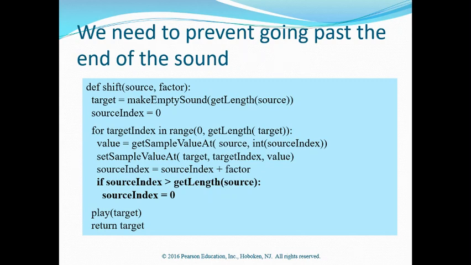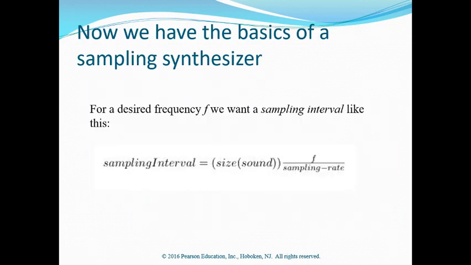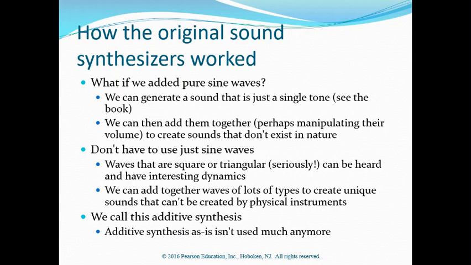We need to prevent going past the end of the sound. So what they do here instead is that if the source index is greater than the actual length, so if we're going to go out of bounds, just set the source index back to 0 to prevent that issue. Now we have the basics for a sampling synthesizer. For a desired frequency f, we want a sampling interval equal to the size of the sound times f over the sampling rate. This is how the original sound synthesizers worked.